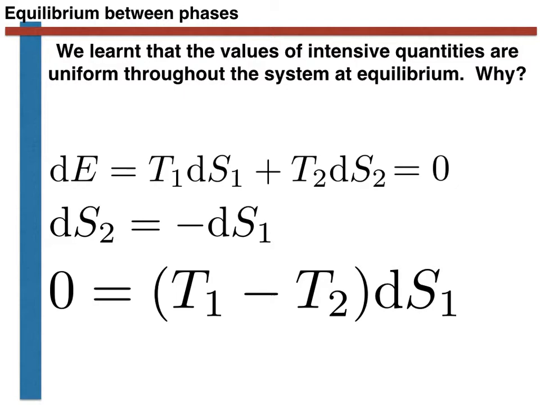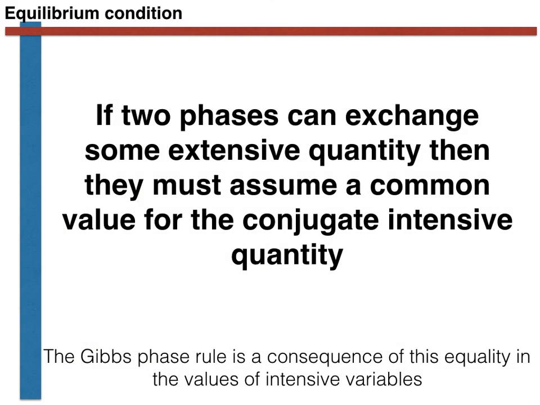We thus arrive at the following conclusion. If two phases can exchange some extensive quantity, then they must assume a common value for the conjugate intensive quantity. We have seen this result in a number of these videos and have frequently discussed how the intensive quantities are uniform throughout the system when it is at equilibrium. We now see, however, that this is a logical consequence of the first and second laws of thermodynamics.